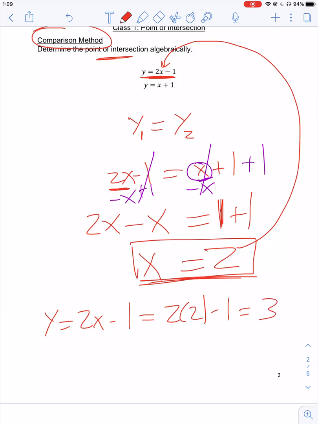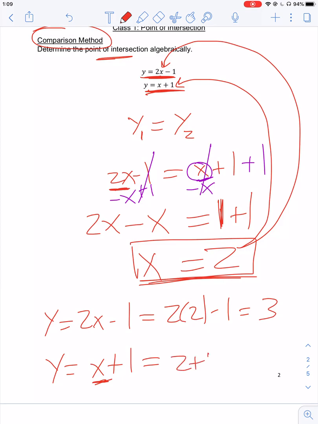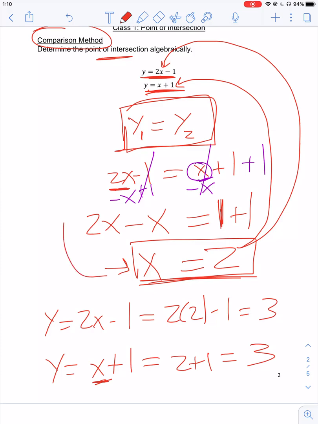Now what if you plug this x into this equation? What if you chose this one? It doesn't matter. If you chose that one, you're still going to get 3, because look, I'm going to replace this x by 2. So 2 plus 1 is also equal to 3. When you equate the two y values, that means that once you find your x, both your y values are going to be the same. You can choose whichever function you want to replace your x in. Both of them will give you the same y value.